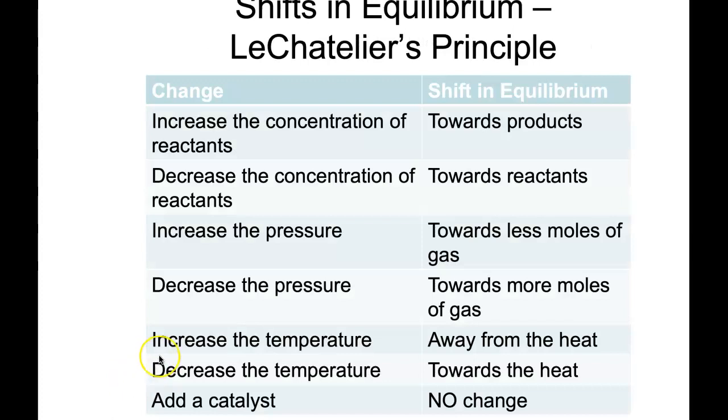It's compared to 1. And so here are some shifts in equilibrium from Le Chatelier's principle. If you increase the concentration of the reactants, you're going to make more products. If you decrease the concentration of the reactants, you're going to make more reactants. The products will make more reactants. If you increase the pressure, it will go towards fewer moles of gas. If you decrease the pressure or increase the volume, it will go towards more moles of gas. If you increase temperature, it'll go away from the heat. If you decrease the temperature, it'll try to make more heat. And a catalyst, again, has no effect on equilibrium.